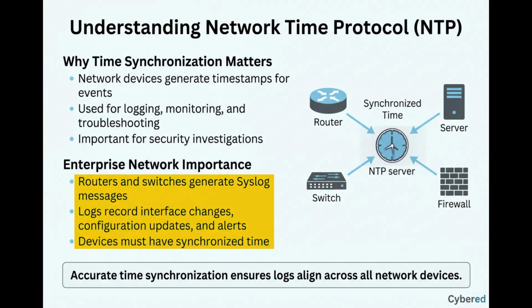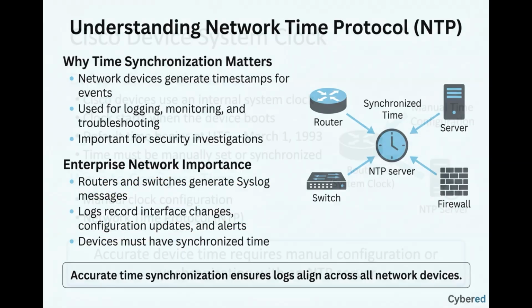Cisco devices constantly generate syslog messages that report events such as interface changes, configuration updates, and security alerts. If devices have incorrect or inconsistent time settings, logs from different systems will not align, making it difficult to trace the sequence of events during troubleshooting or incident analysis.